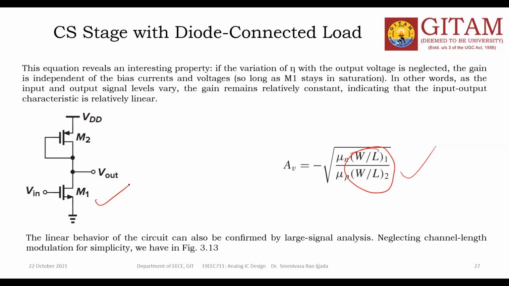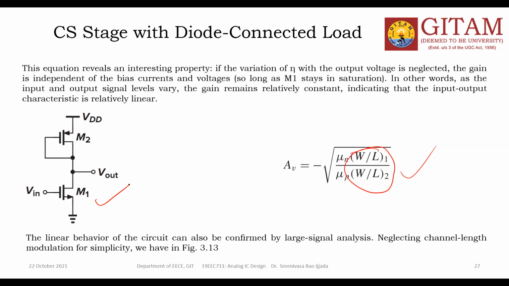You already know that Av is equal to minus gm into RD, and gm you can write as the square root of 2 mu n Cox W by L into Vin minus VTH. So whenever the input changes, the gain will change. But here that is not the case, those terms already cancelled. Finally, there is purely the device geometry. If the device geometry changes, gain will change; otherwise, it won't change.